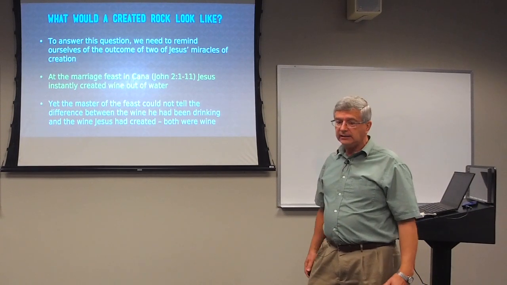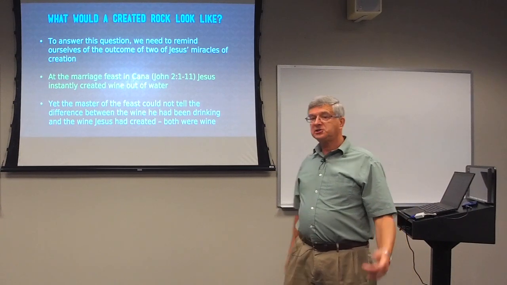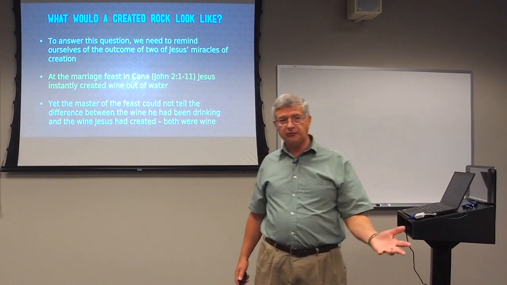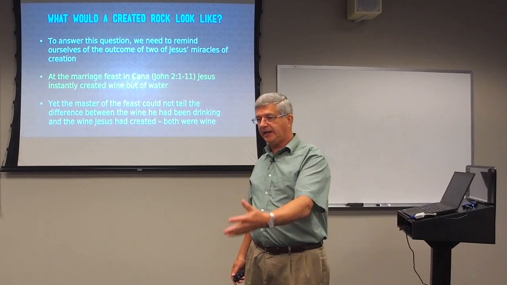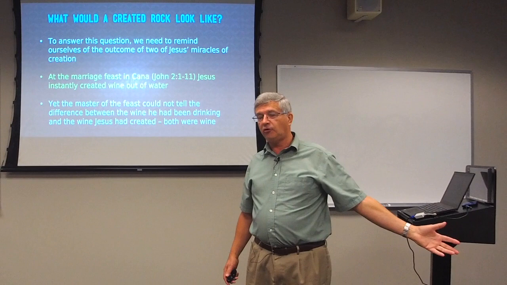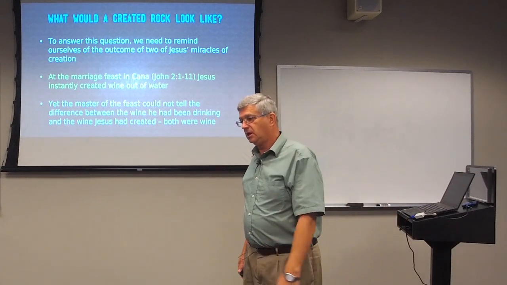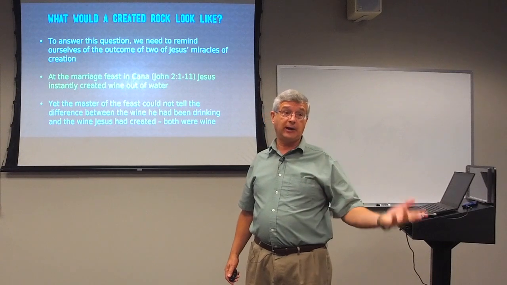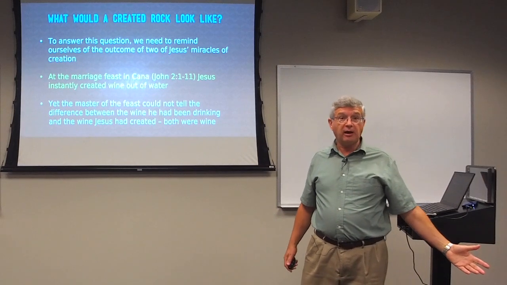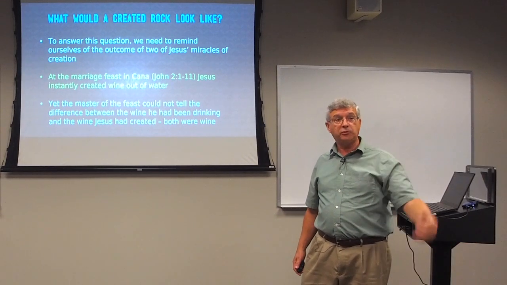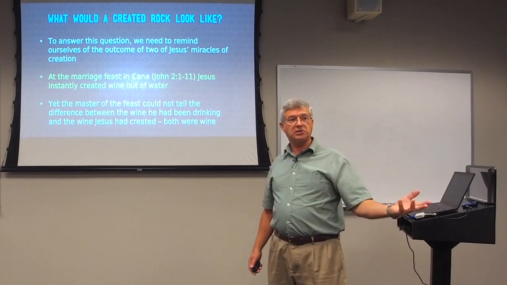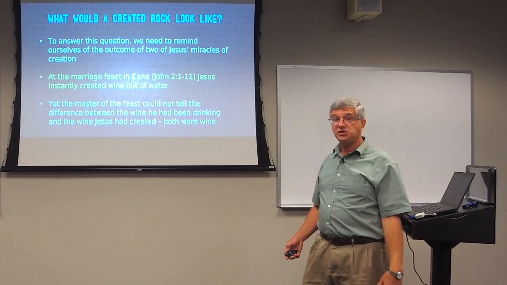The marriage feast of Cana in John 2, 1-11: Jesus instantly created wine out of water, yet the master of the feast couldn't tell the difference between the wine that Jesus had created and the wine he'd been drinking earlier that had formed by, quote, natural processes. Except he commented that the created wine was better. And both were wine. Both looked as though they had come from grapes grown on vines and crushed. In other words, the wine that Jesus created looked as though, from a human reasoning perspective, it had a history.